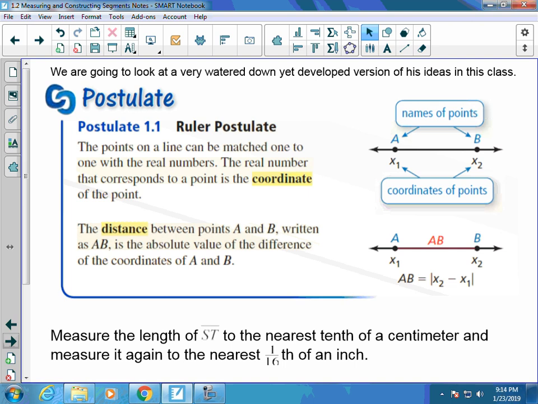Our ruler postulate. The points on a line can be matched 1 to 1 with real numbers. The real number that corresponds to a point is the coordinate of the point, which is probably ringing bells from Algebra 1. The distance between points A and B, written as AB, is the absolute value of the difference of the coordinates of A and B. The reason why we have absolute value here is because it makes sense. If I'm talking about the distance, I know that the distance between 2 objects cannot be negative.